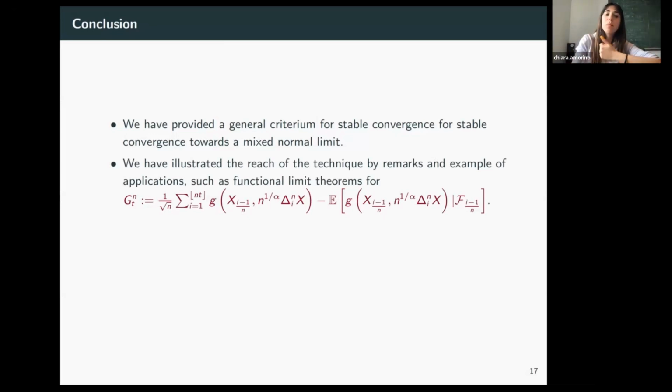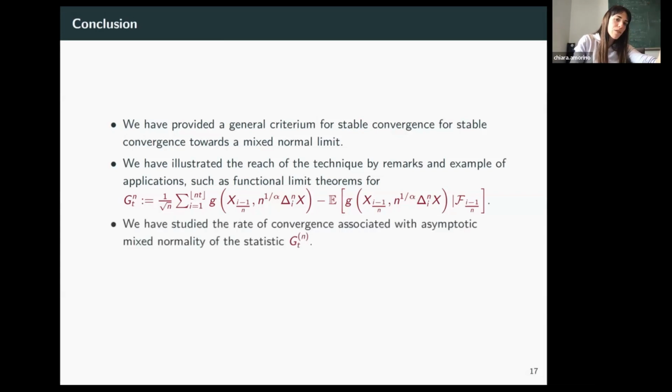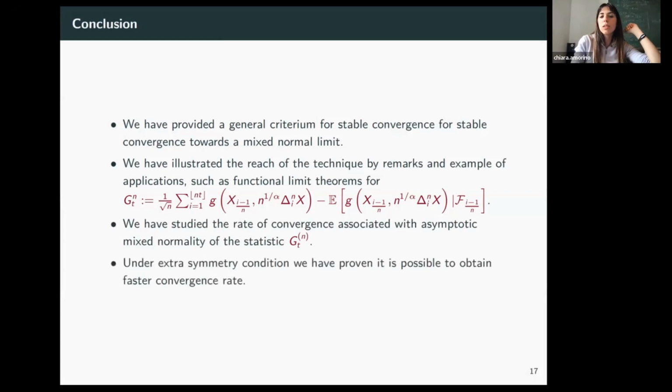So it's nice. And we have shown some examples of things that now converge stably toward a mixed Gaussian limit. One of them is indeed the problem we started with, which is high-frequency statistics of some Levy processes. And another one was in a Gaussian setting. For the Levy processes, we have seen that they converge stably towards a mixed Gaussian, but also how fast this convergence is happening.